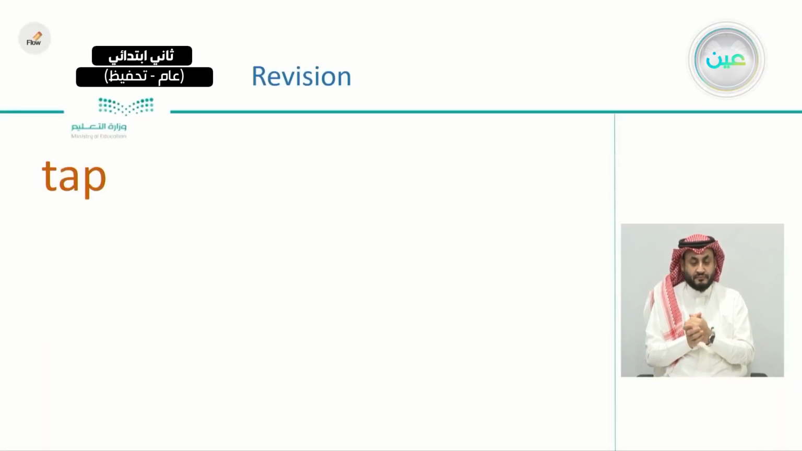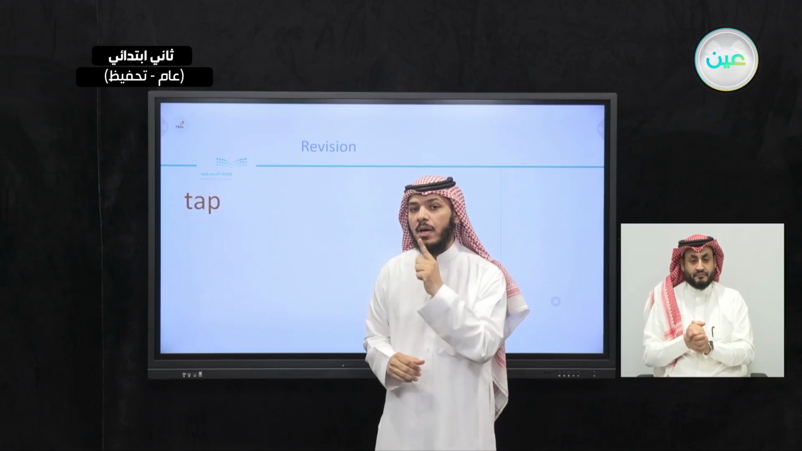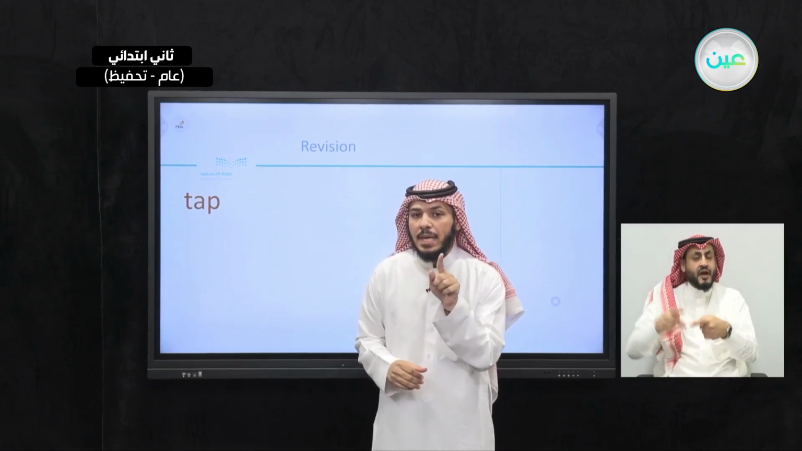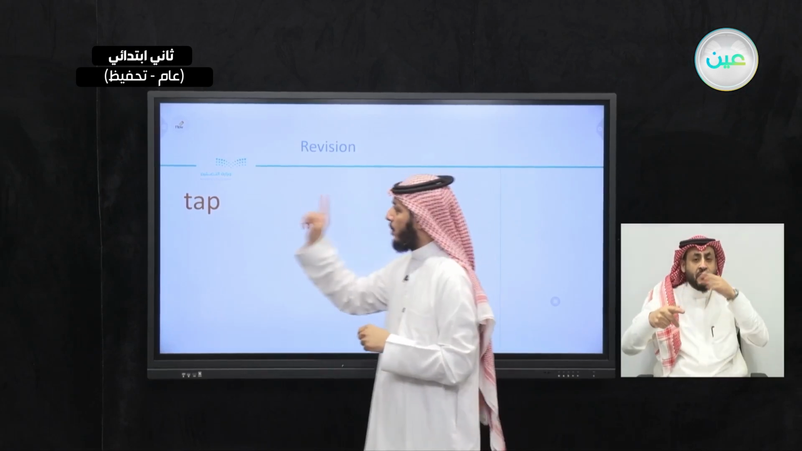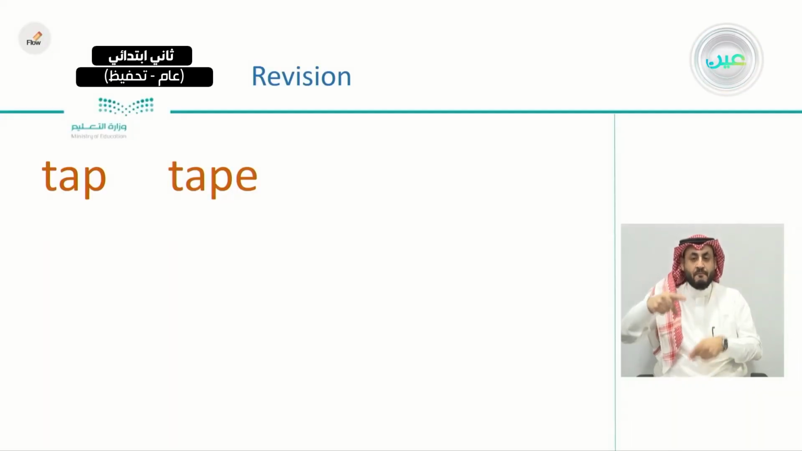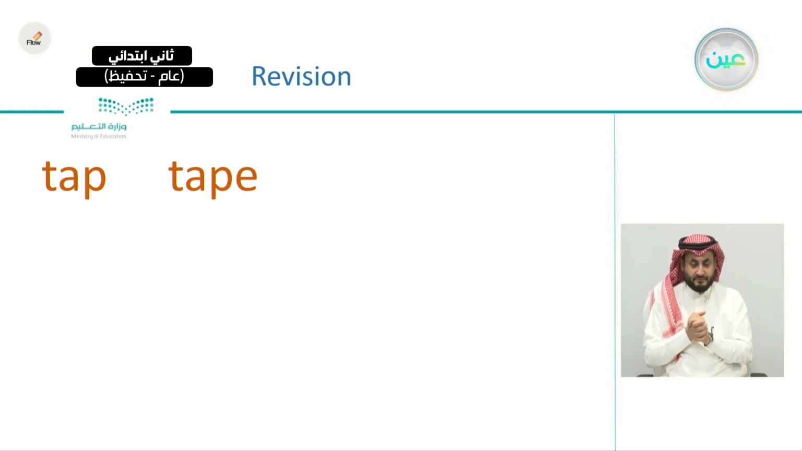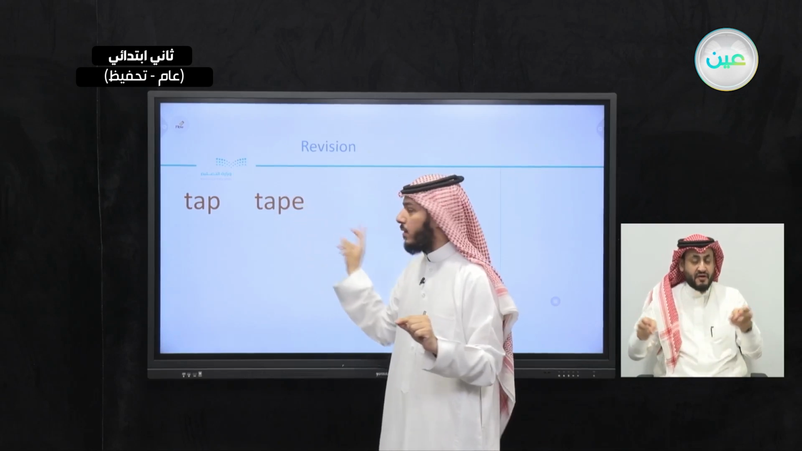What is this? It is tap. Perfect. Tap, p, not B, it is P, okay? So it's tap. What about this? There is an E here. It is tape, perfect, tape. So we have tap, tape. The difference is the E letter here, okay?